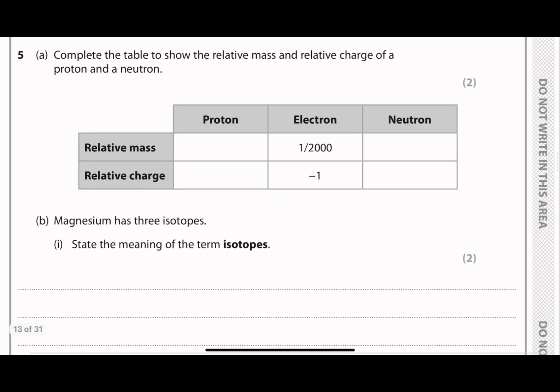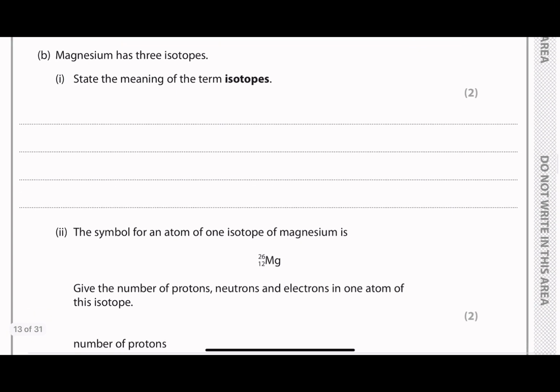Question 5. Complete the table to show the relative mass and relative charge of a proton and a neutron. So the relative mass for proton is 1, neutron is also 1, relative charge of proton is +1, and neutron is 0.